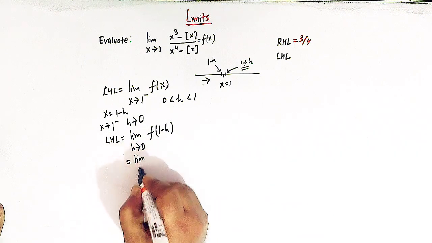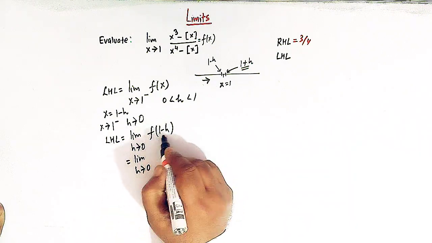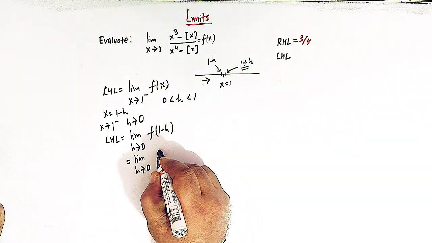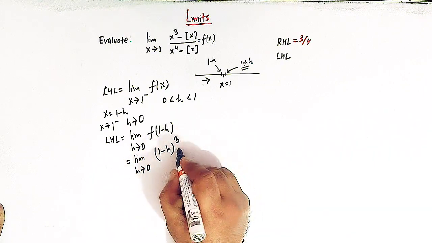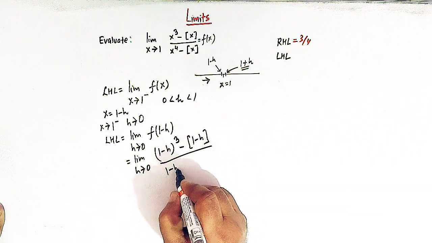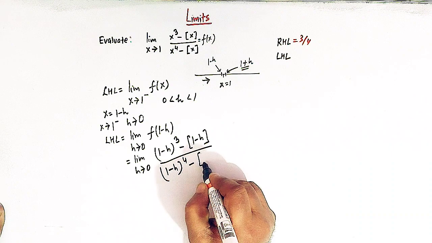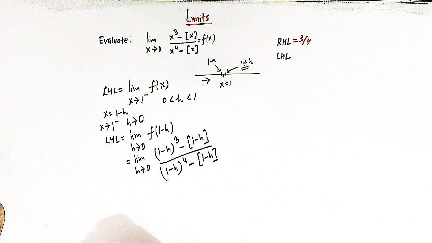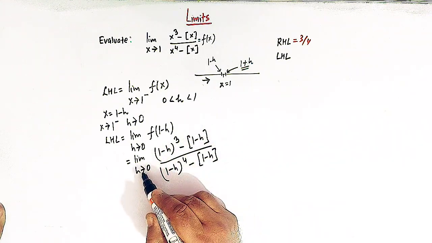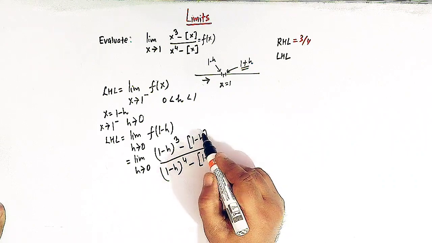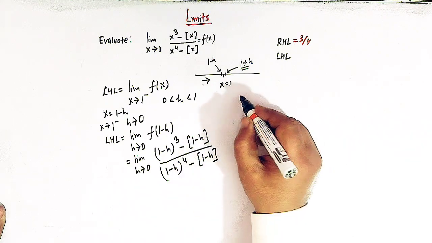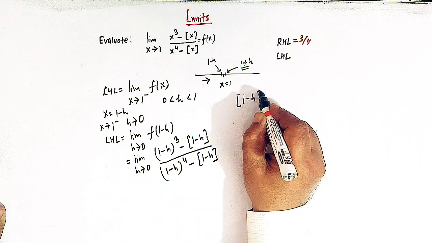Now we'll find out the value of f of 1 minus h by replacing x by 1 minus h. So we have (1 − h)^3, then the greatest integer of 1 − h, then (1 − h)^4 minus the greatest integer of 1 − h. Again the same thing, we cannot substitute h equal to 0 directly in expressions containing the greatest integer function. So we'll separately find out the value of the greatest integer of 1 minus h.